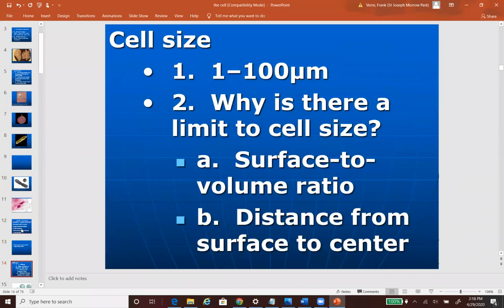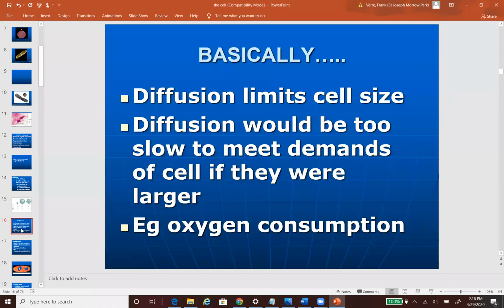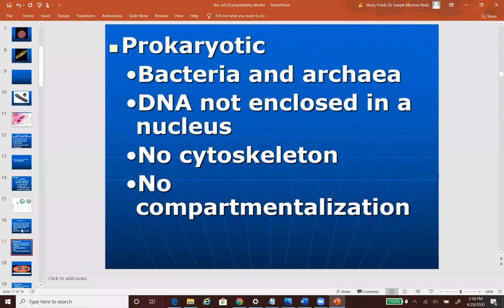Okay, so we talked about how cells are really, really small. We'll talk more about why they need to be small at a later date. There's actually a reason why they can't be too big. There's a limit to their size, but we'll come back to that later, okay? We'll talk about this slide when we talk about cell size. We're not going to talk about that today.